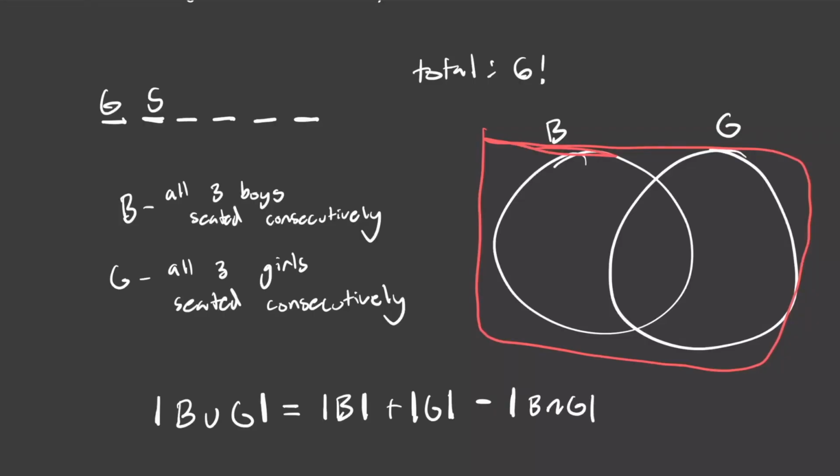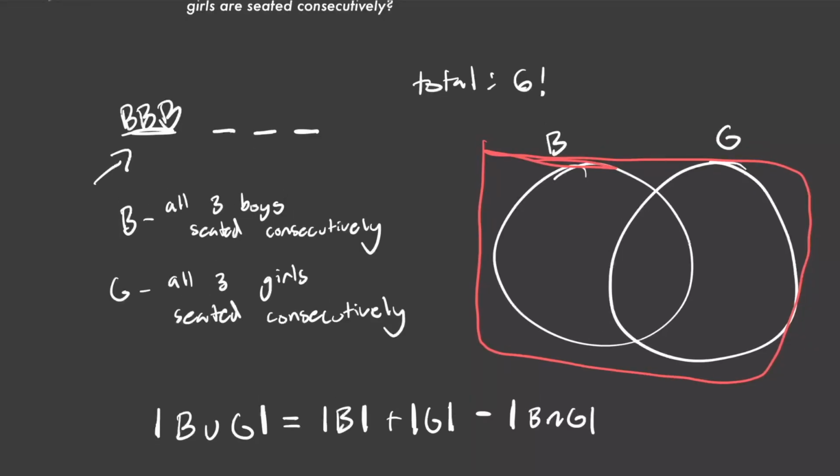So first let's calculate the number of combos where all 3 boys are seated consecutively. So that would look like something up here where we have triple B in one block, and then we have our 3 girls over here. So now when we block off all of the boys together, well now it's like we have 4 distinct elements that we can permute in 4 factorial ways here.